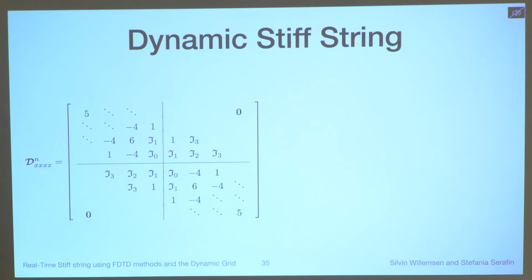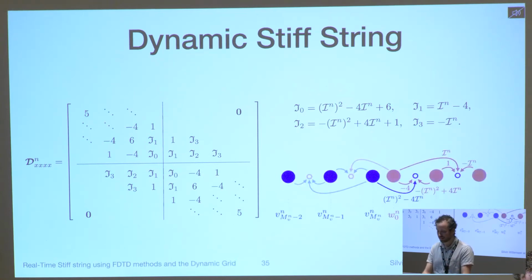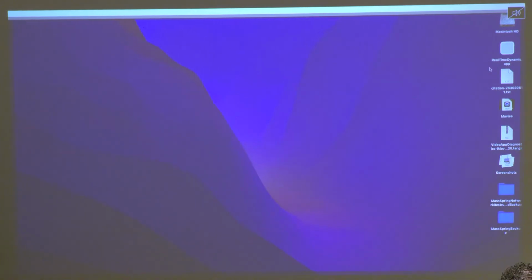This looks like a monster, so I'm not going to go into this, but these are the definitions for where the interpolation happens, and this is a visual interpretation of what happens to the virtual grid points based on the surrounding states of the system. All right, enough talking. Let me try and find a demo of this.